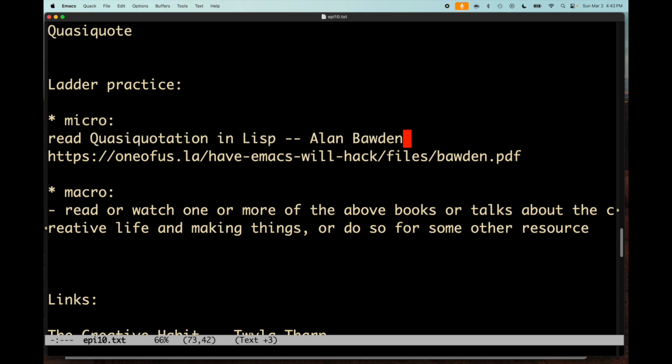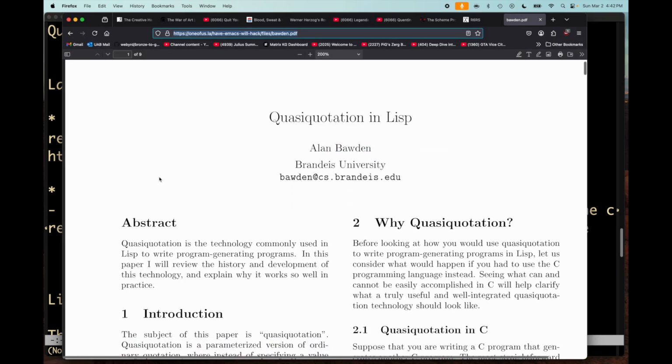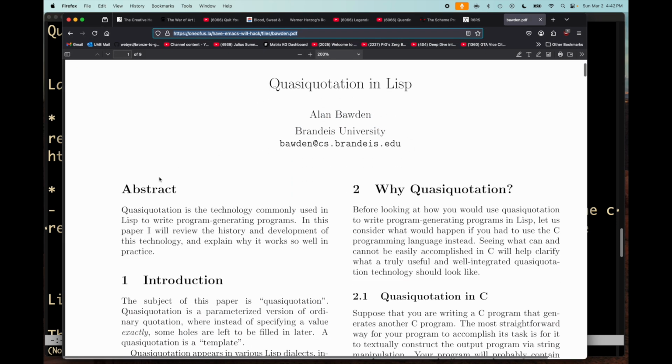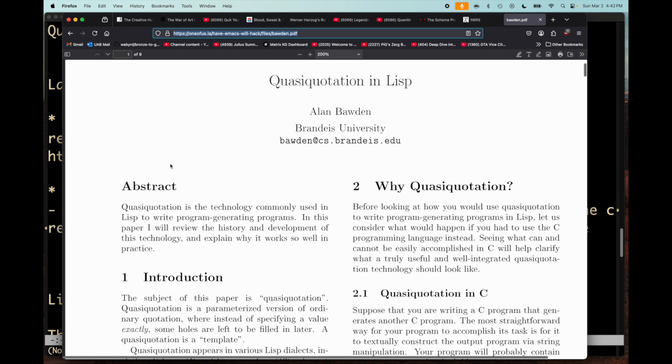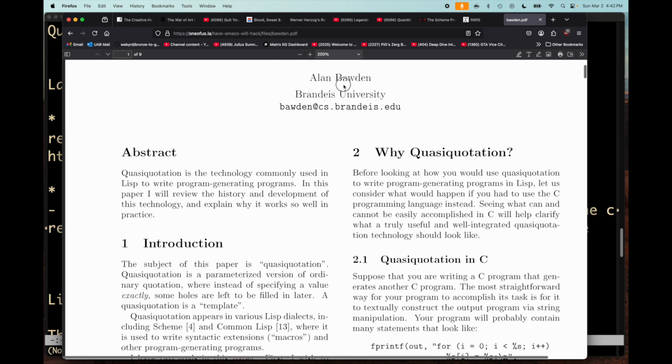Read Quasi-Quotation in Lisp by Alan Bawden. This is a classic paper, and you'll see that Kent's The Scheme Programming Language refers to it, and probably R6RS refers to it. It's a famous paper about quasi-quotation in Lisp by Alan Bawden, and it has a long history of association with Lisp.